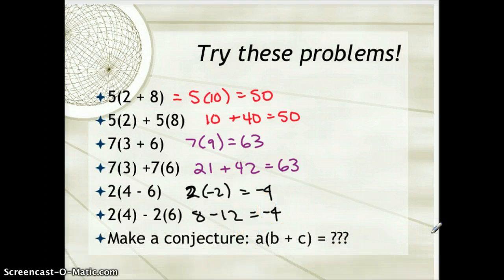So, make a conjecture. Based on this, we're always getting the same thing. A times the quantity B plus C, what do you think is going to be an equivalent way to write that? Okay, we'll look at that on the next slide.